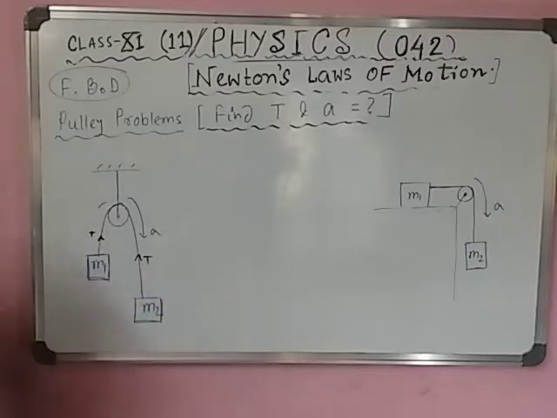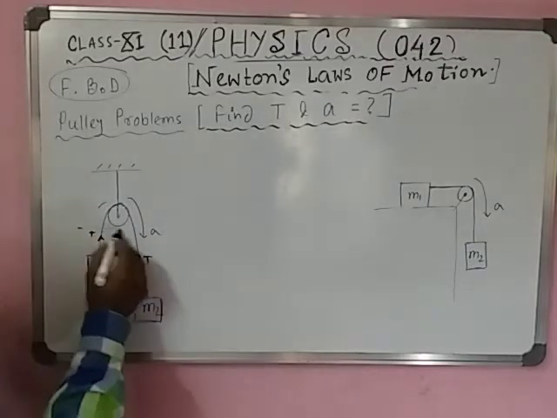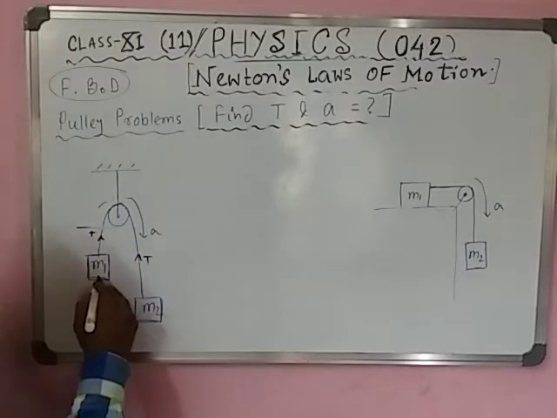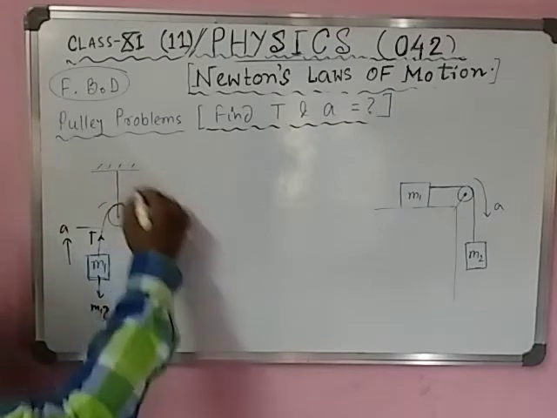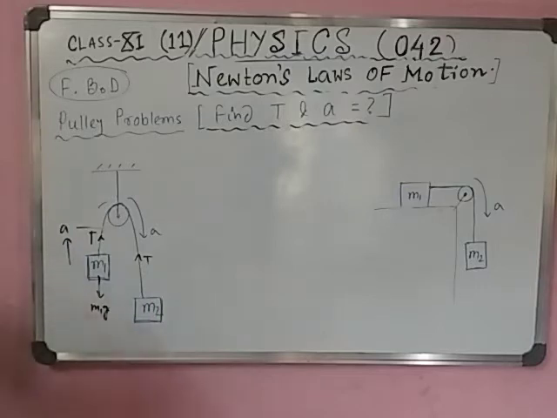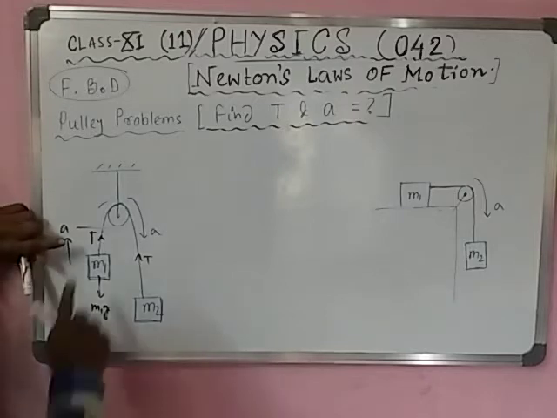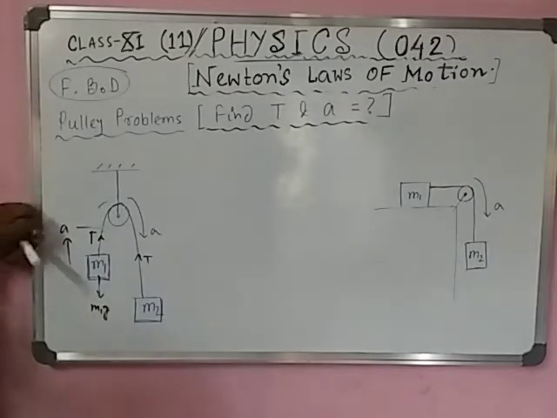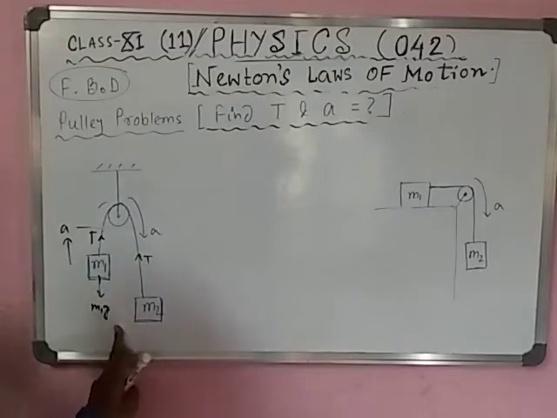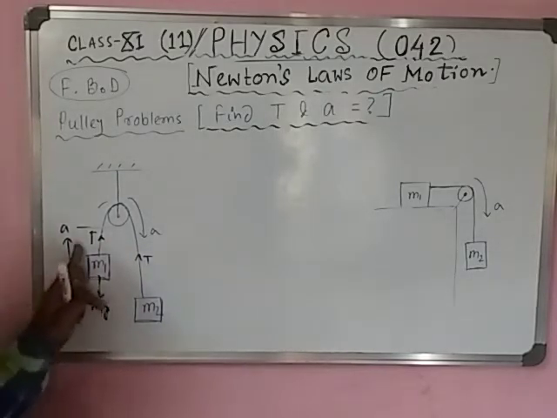So first of all, consider m1 as a free body. Next, the forces acting on it: m1g downward, tension upward, acceleration in the direction A along this direction. So you can see the tension and m1g are in opposite directions. Direction of T1 is upward, acceleration is upward. So T1 is greater than m1g, because acceleration is upward and tension is upward.